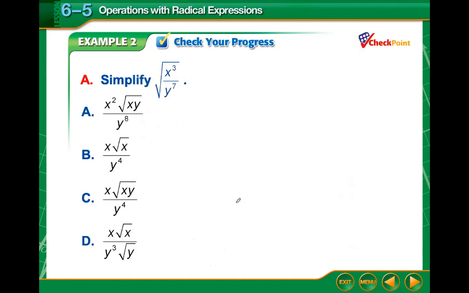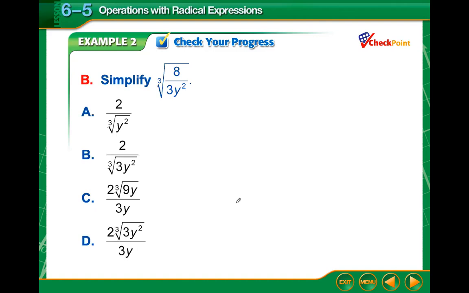Pause the video to give yourself a chance to try this one. All right, you should get C, x times the square root of xy over y to the fourth. All right, pause the video to give this one a try. All right, you're going to get C.